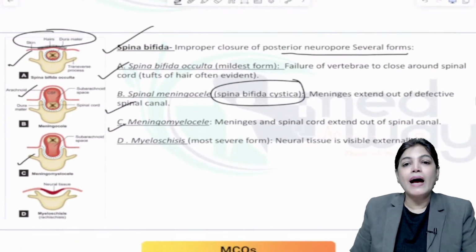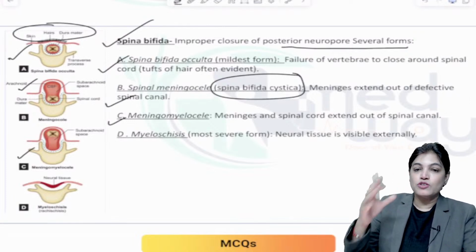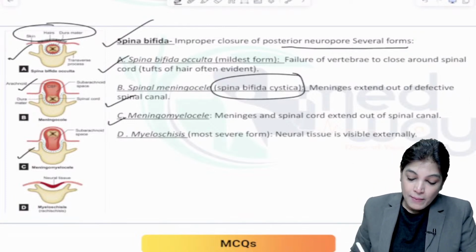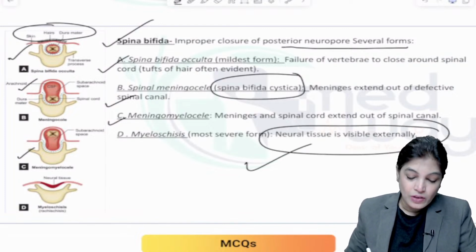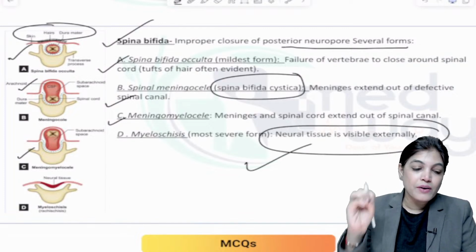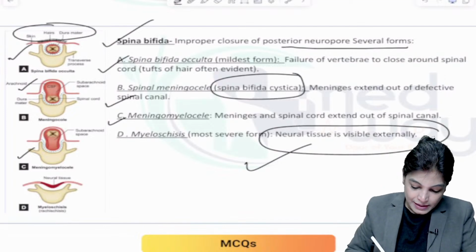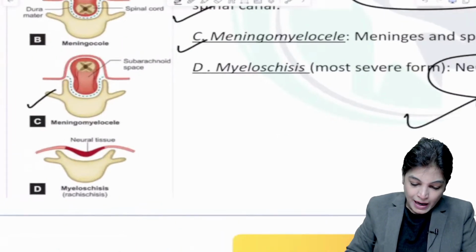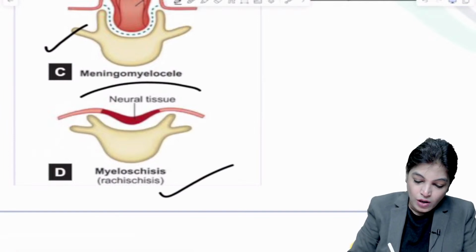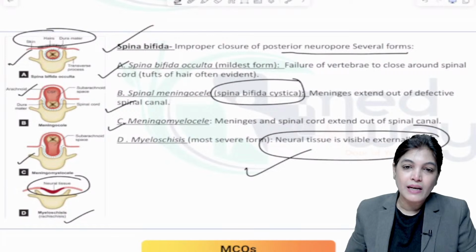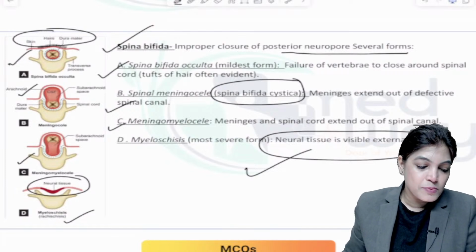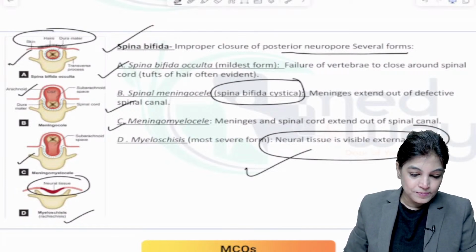Once in the INI-CET AIIMS entrance exam there was an image based question, where the neural tube was entirely visible outside, and that is the severe form of spina bifida, called myeloschisis. You can see rachischisis, the whole of the neural tube is exposed. But I think the question was about spina bifida, and you can mark spina bifida as the right answer.